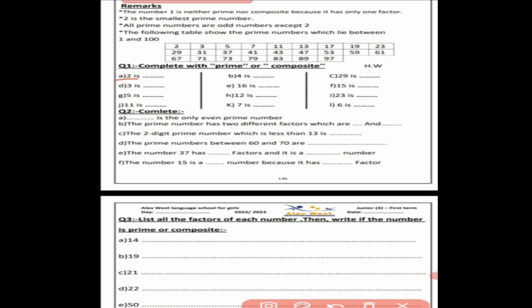Is 2 a prime number or composite number? Prime number. 3 has only 2 factors, so it is a prime number.